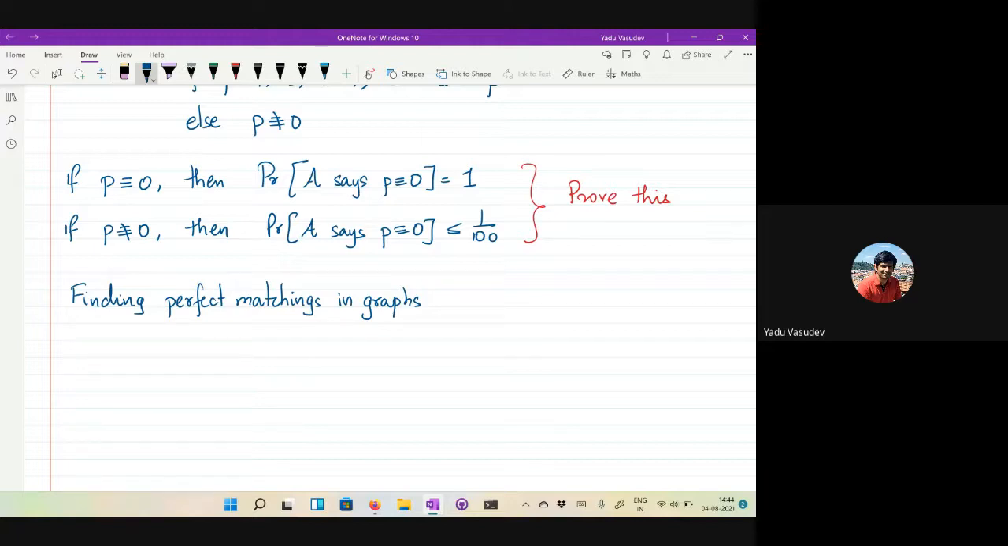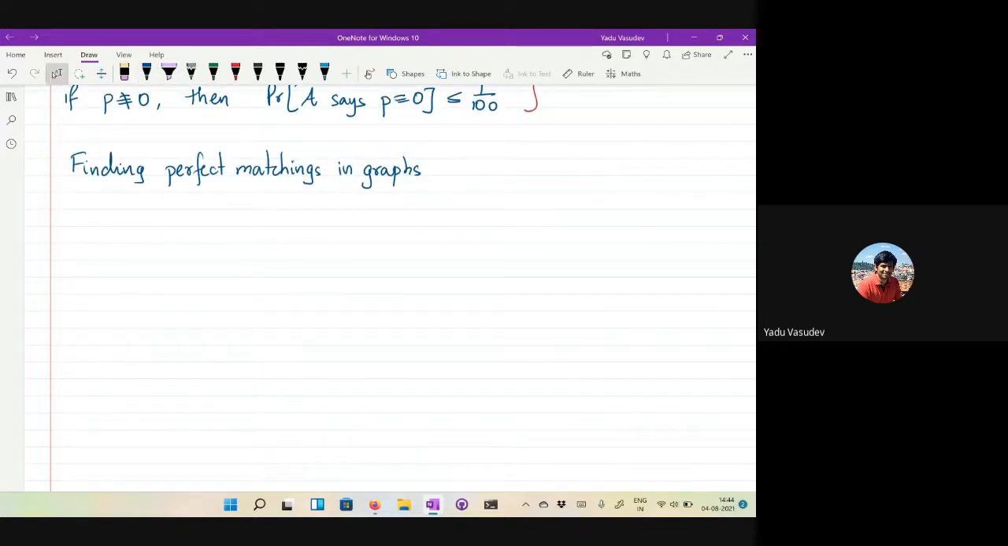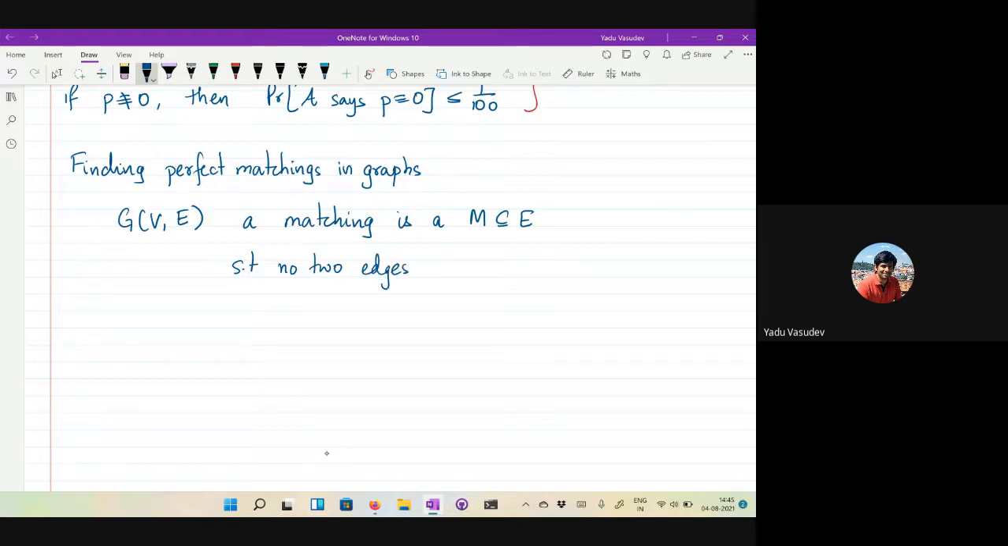So let's look at this problem, which is about finding perfect matchings in graphs. Okay. So what is this problem? You have a graph G, right? And a matching is a set M, a subset of edges, such that no two edges in M share a vertex.